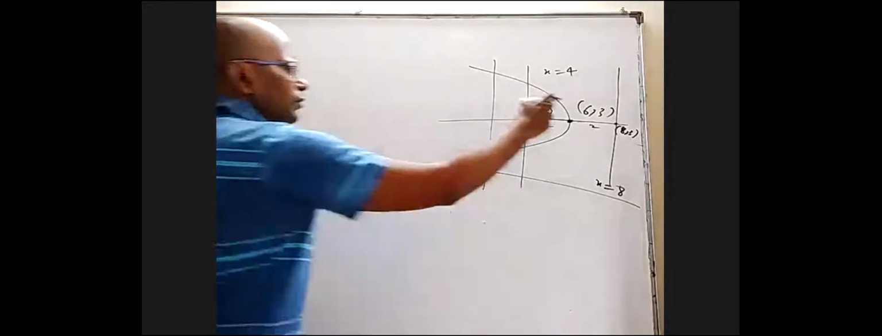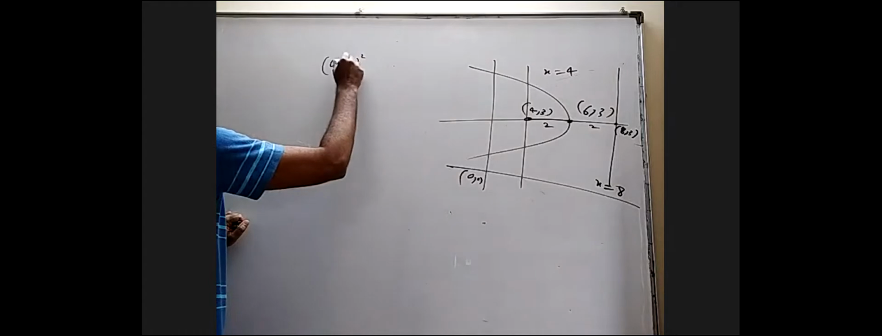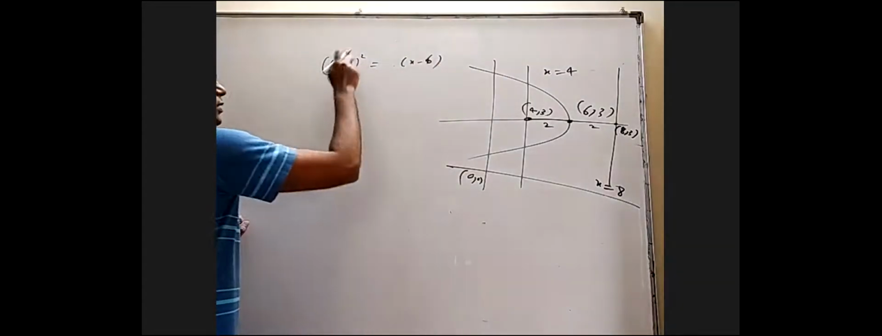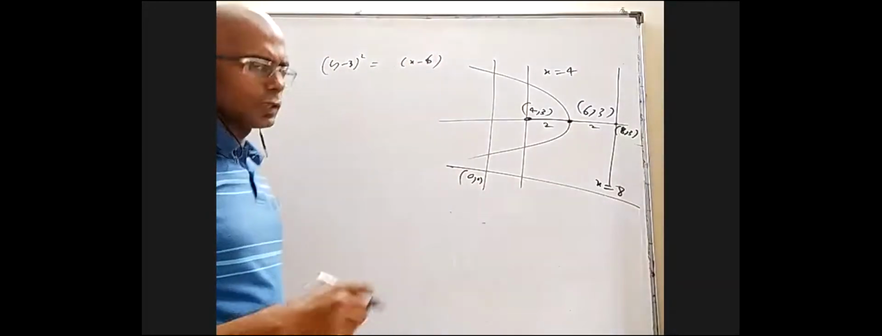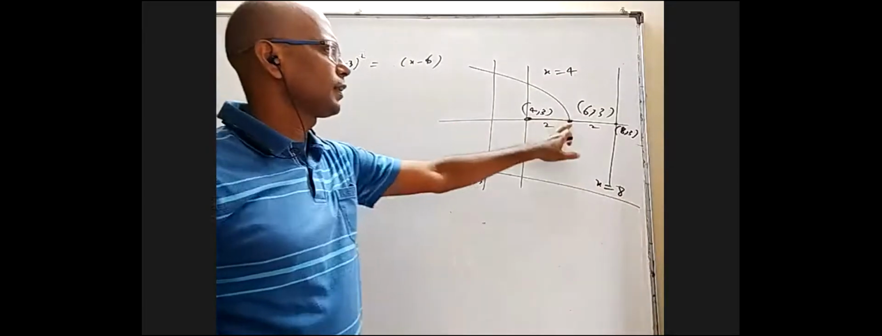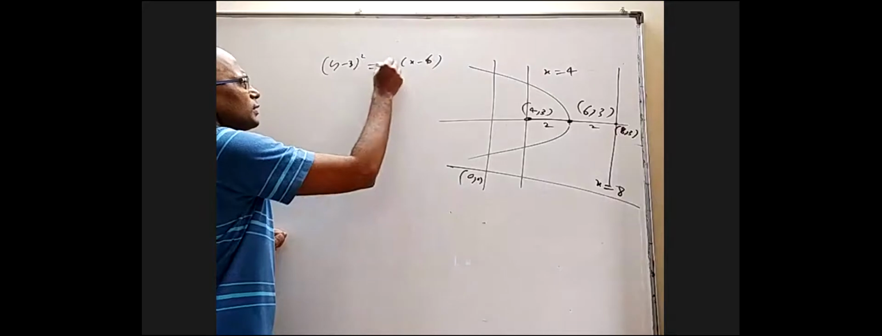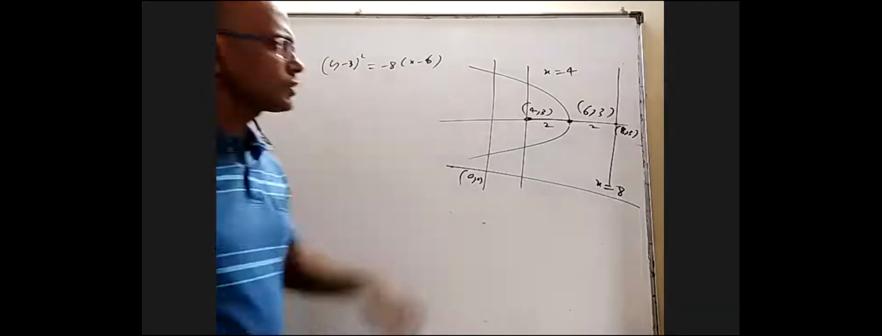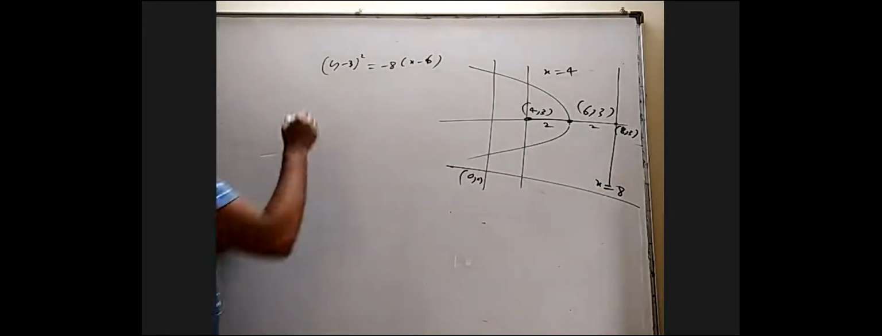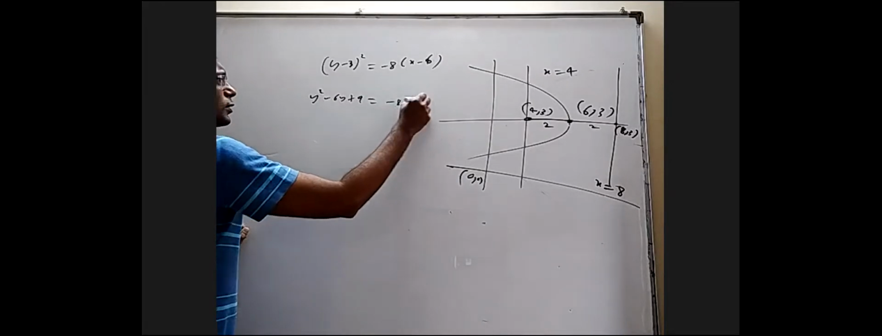Or you know the vertex is 6 comma 3, so definitely the parabola will be (y minus 3) whole square equal to 4a into (x minus 6). Opening towards right, 4a is positive. Opening towards left, 4a is negative. A value is 2 means 4a will be 8. So I need to write the minus. Otherwise, I told you focus and directrix x equal to 8, you can use SP equal to PM. Y square minus 6y plus 9 equal to minus 8x plus 48.